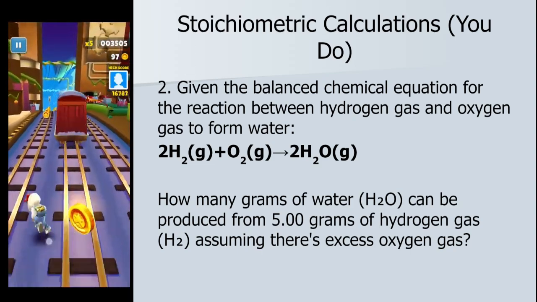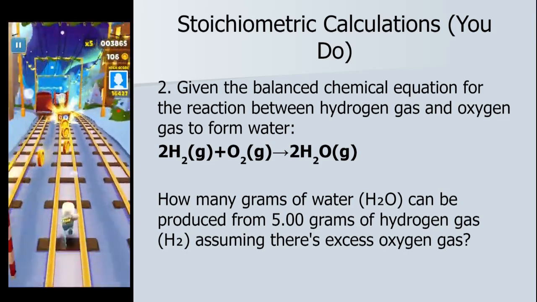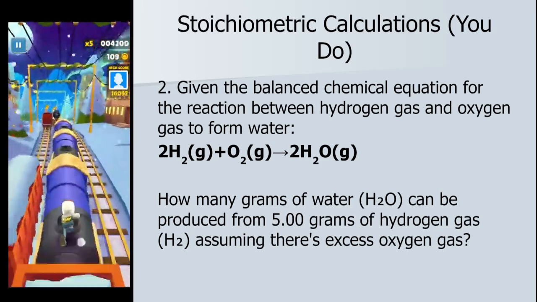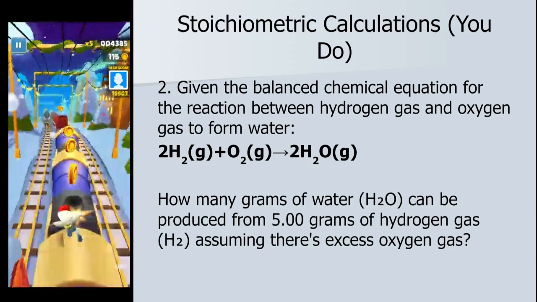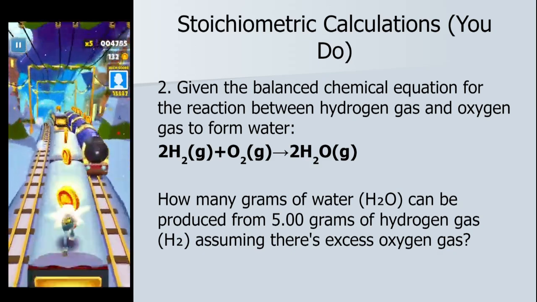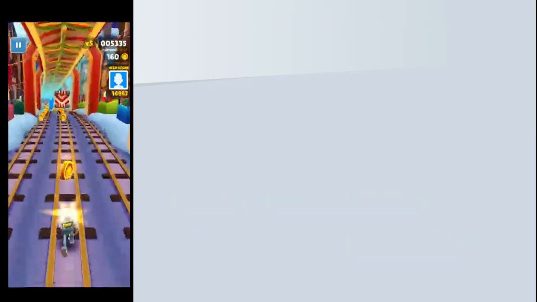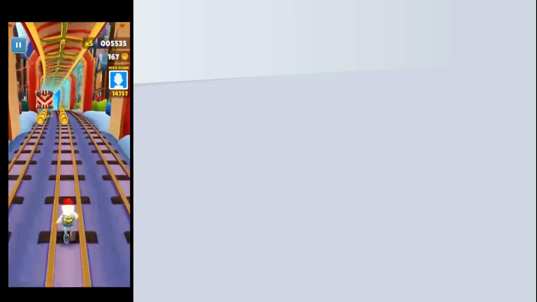A second question that I asked for you to solve would be, given the balanced equation for the reaction between hydrogen gas and oxygen gas to form water, how many grams of water can be produced from 5 grams of hydrogen gas, assuming there's excess oxygen gas? Take a second to pause before I continue.